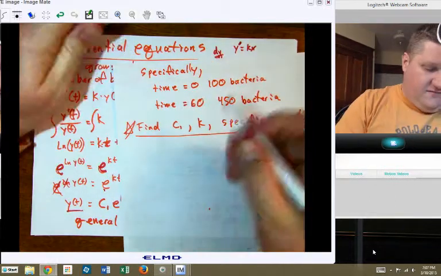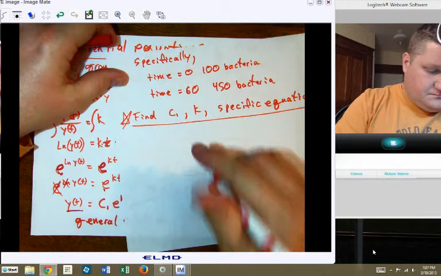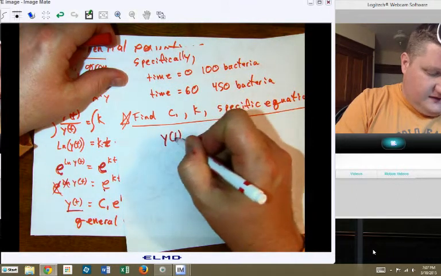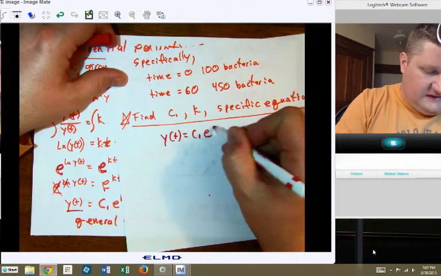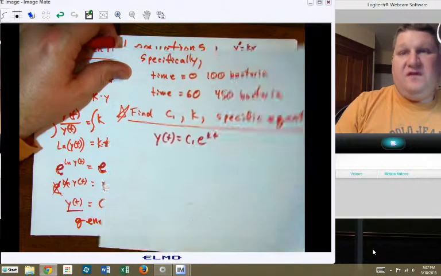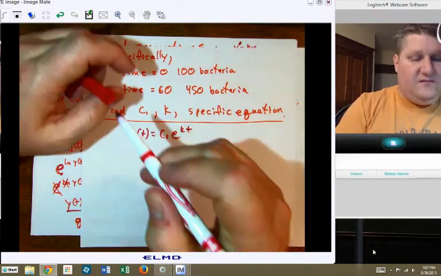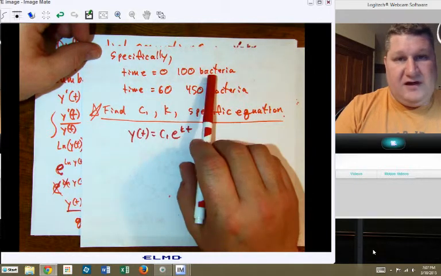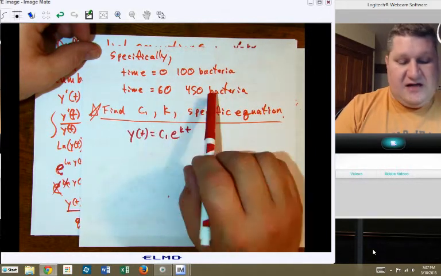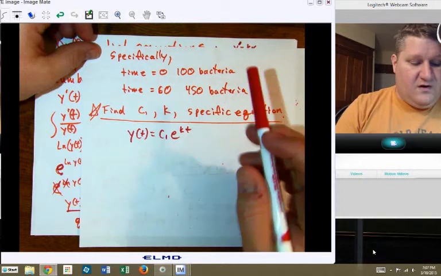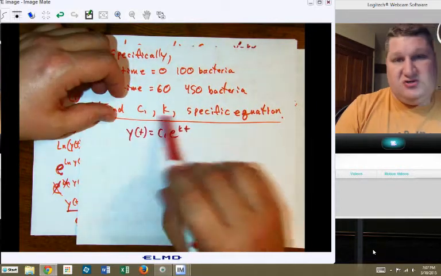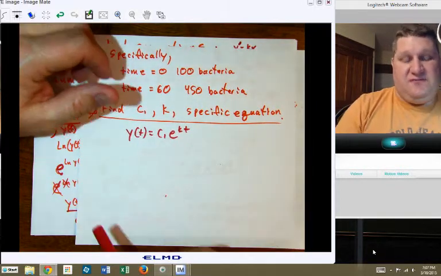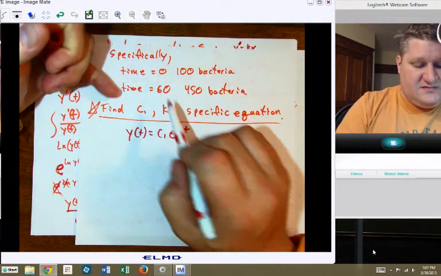If I have y of t equals c1 e to the kt, the first thing I can do is, given some conditions, my initial condition is at time 0, I have 100 bacteria. At time 60, I have 450 bacteria. So what I need to do is take it from a general equation to a specific equation. And to do that, I'm going to plug some stuff in.